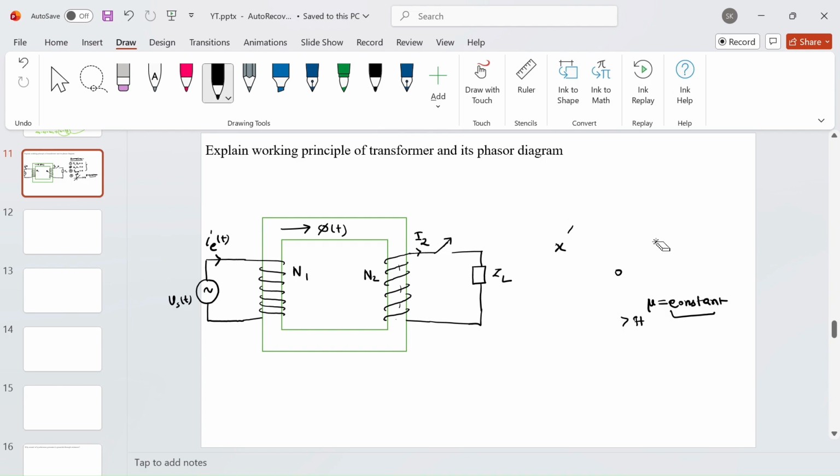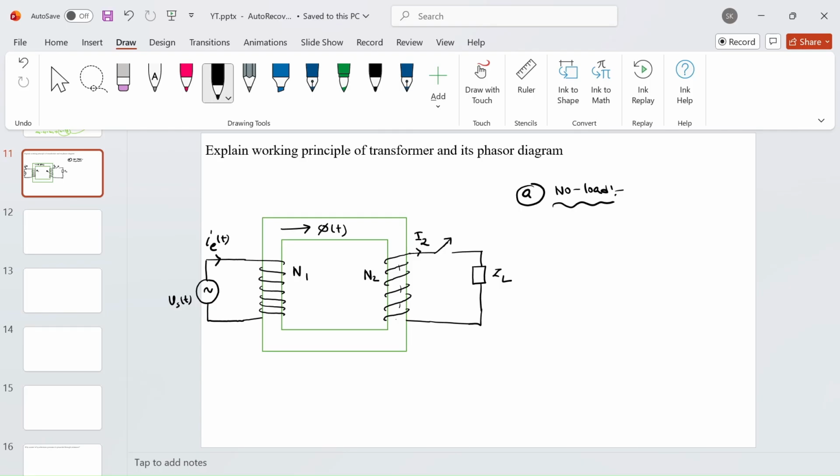And first I will be considering no load conditions. Okay, so let me consider the no load condition. No load condition means the secondary side is simply open circuited, that your I2 current is simply zero. Okay. Now let me focus on the working principle.